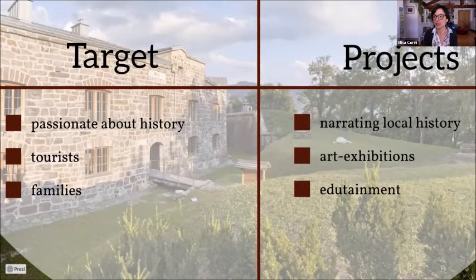And the third aim we have is edutainment. So educate young people, children, families, scholars, and so on, having fun and giving them information about what they are seeing. Historical, but not only. We always have an eye on the environment and on science and on the nature around us.